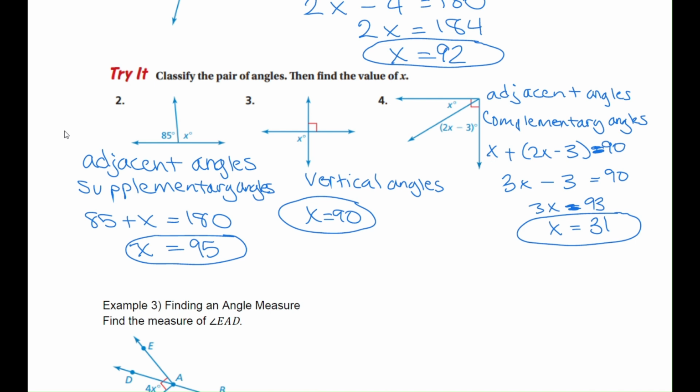For number 4, these are adjacent angles and they are complementary angles. So we're going to set up our equation, and once we solve, it's going to be a two-step equation here. x is going to be 31. All right, we're going to keep going.